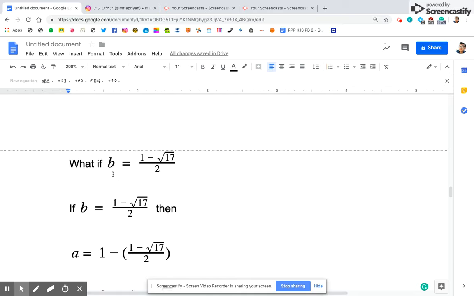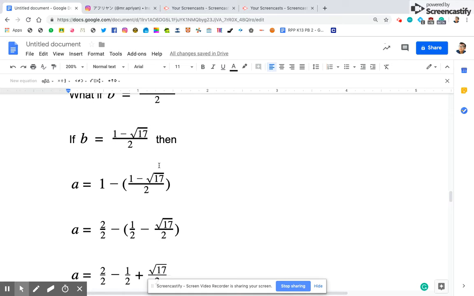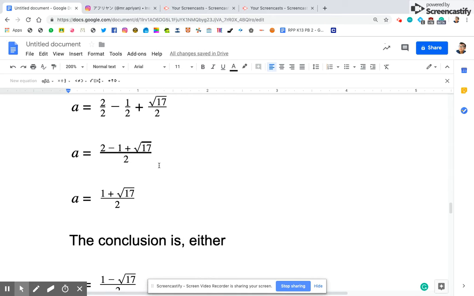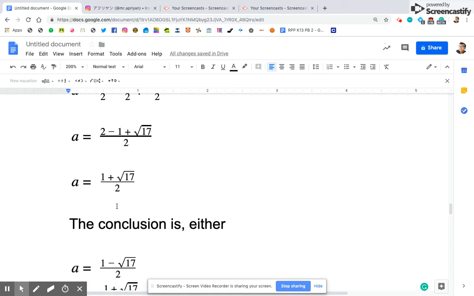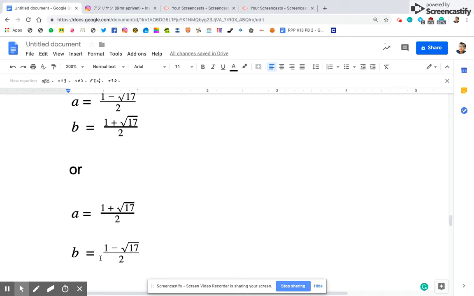Well, what if we choose the second B, which is 1 minus square root of 17 all over 2? Using the same technique, we're going to find the answer like this. And the A will be 1 plus square root of 17 over 2. So the conclusion is, if the A is 1 minus square root of 17 all over 2, the B will be 1 plus square root of 17 all over 2. And vice versa, if the A is 1 plus square root of 17 over 2, the B will be 1 minus square root of 17 all over 2.